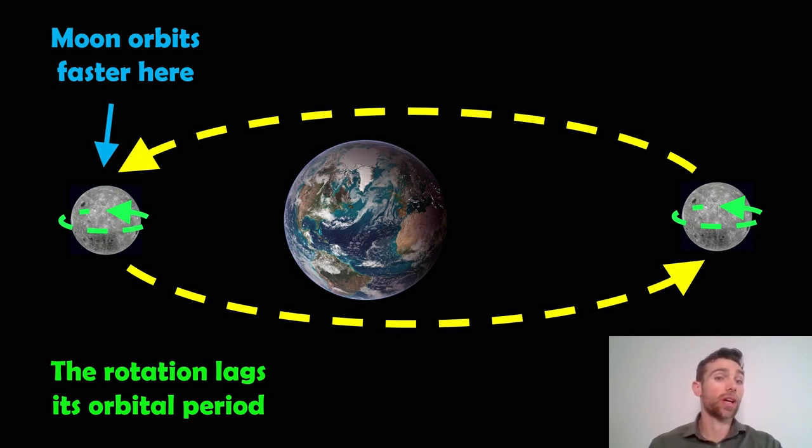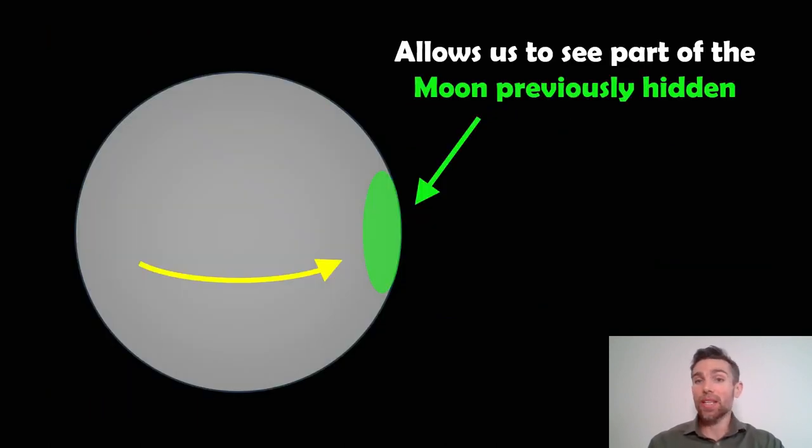The moon and the Earth are at their closest position here. Now, because it's closest, the moon is orbiting faster. It's actually ahead on its orbit compared to its rotation. So the rotation lags its position on its orbit at this particular location here. What does that mean? Well, it allows us to see slightly different parts of the moon.